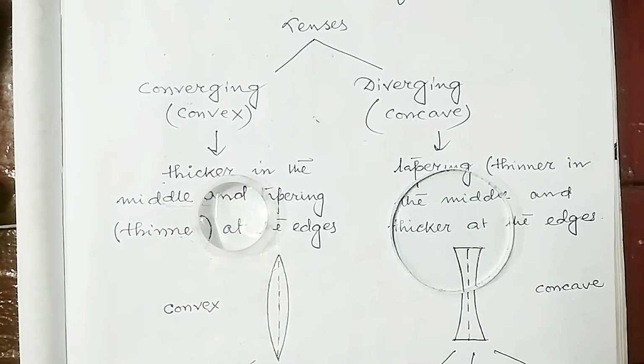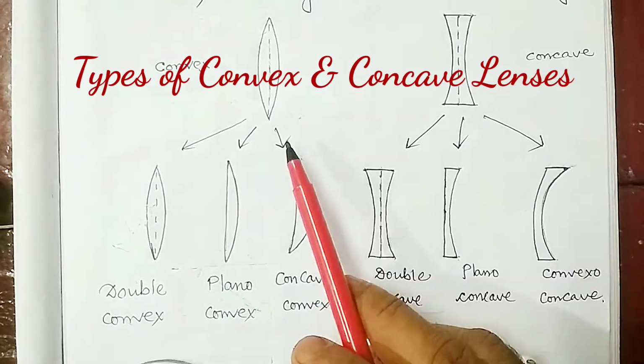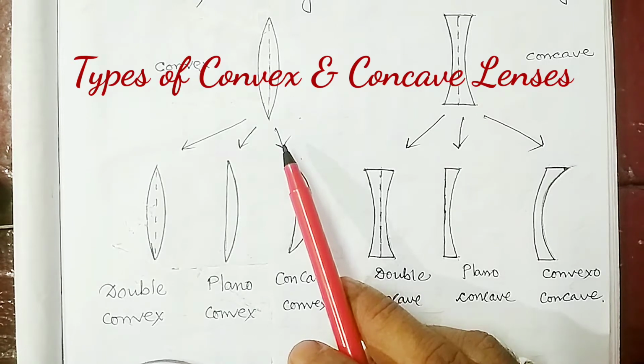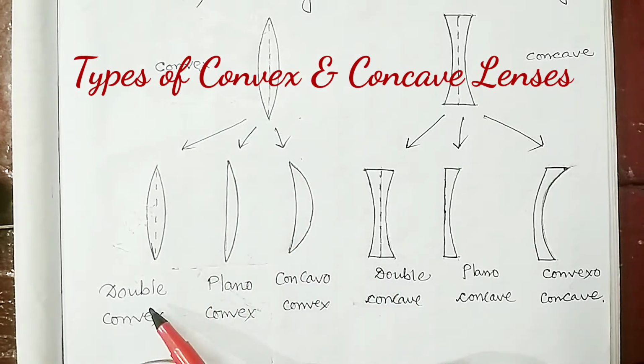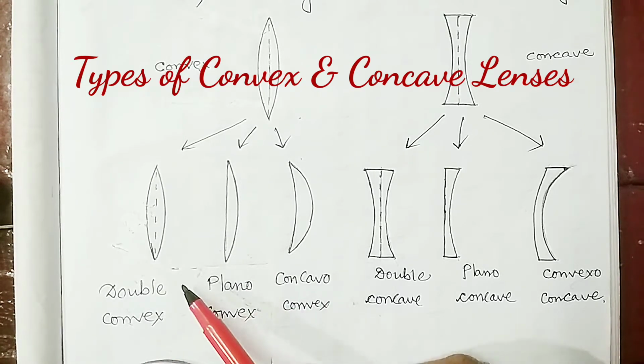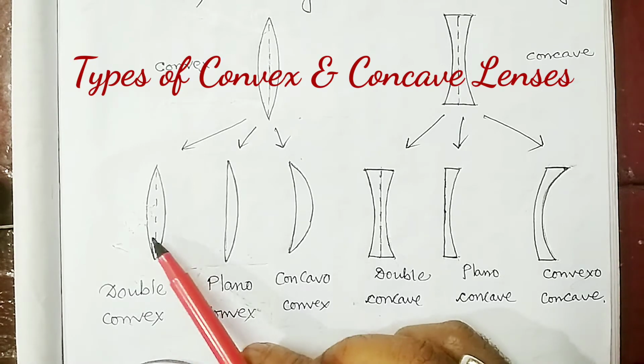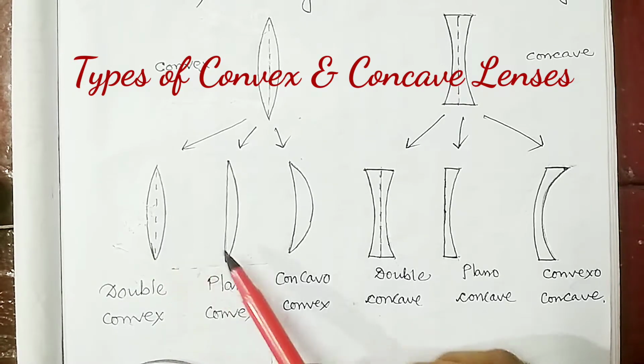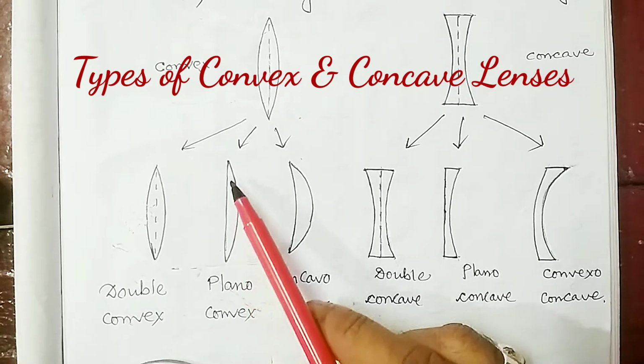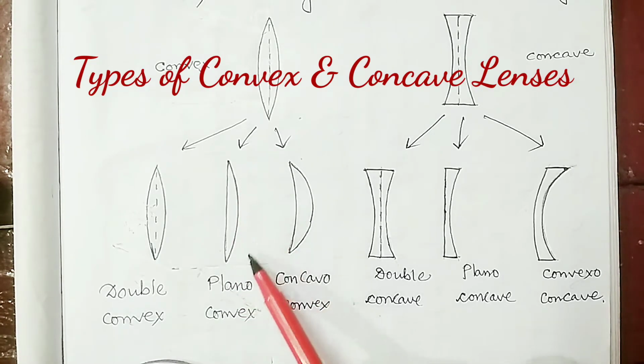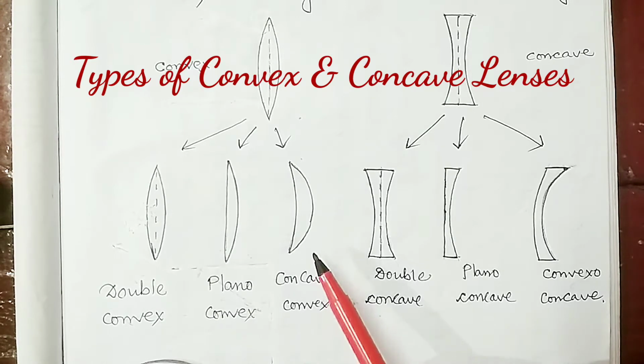Now let me explain the different types of convex and concave lenses. Depending upon their shapes, a convex lens can be further classified as double convex lens, also termed as biconvex lens. It can be plano-convex and concavo-convex. In case of double convex, both the surfaces are convex. In case of plano-convex, one surface is plane, another surface is convex, and in case of concavo-convex, one surface is concave and the other side is convex.